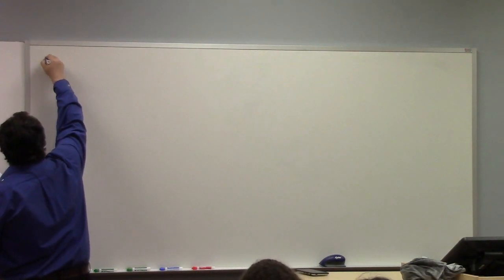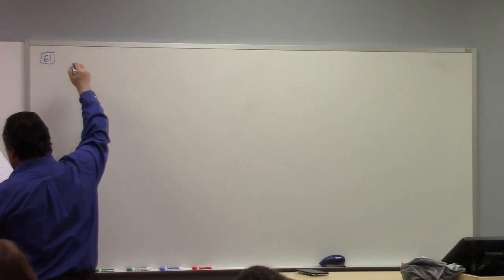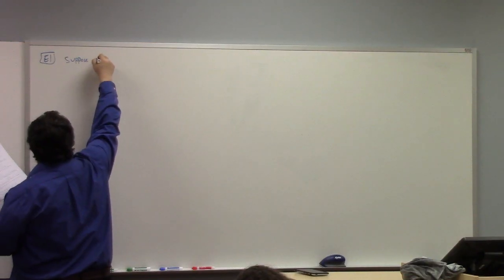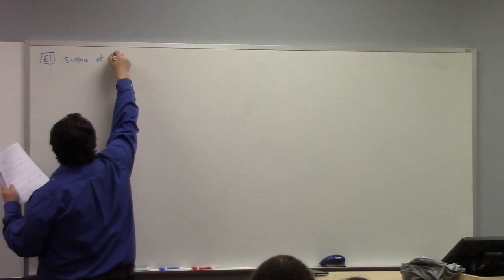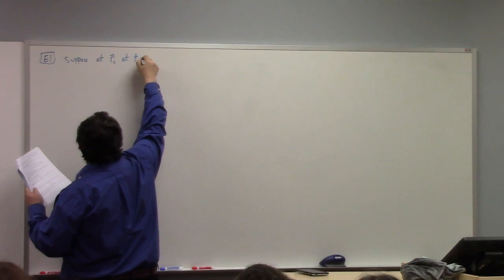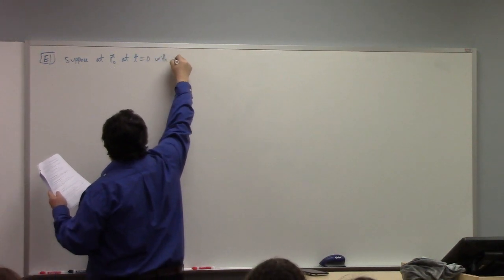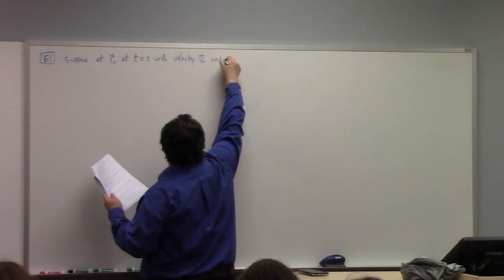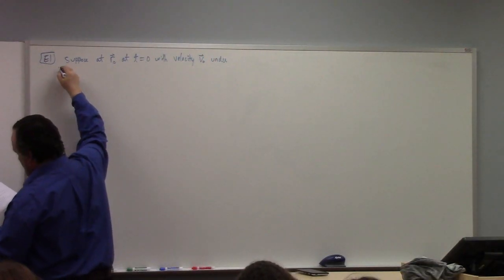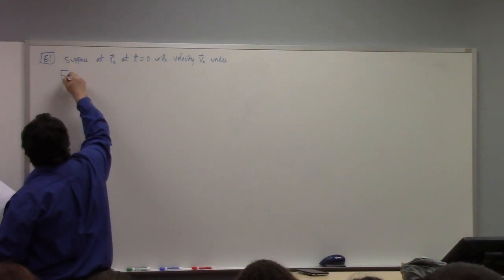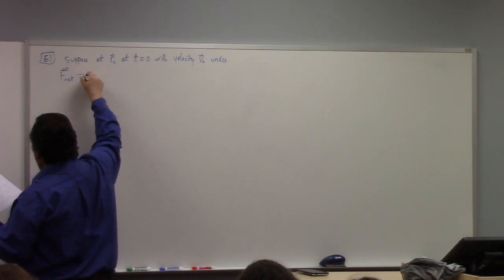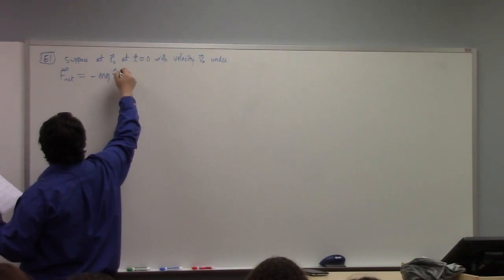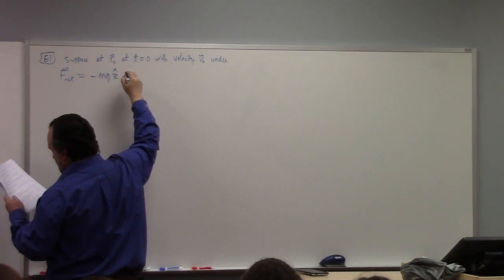So example 1. What is the formula for projectile motion? So suppose we're at r naught at time 0 with velocity v naught under net force minus mg z hat, right? So this is the force of gravity close to the surface of the Earth.